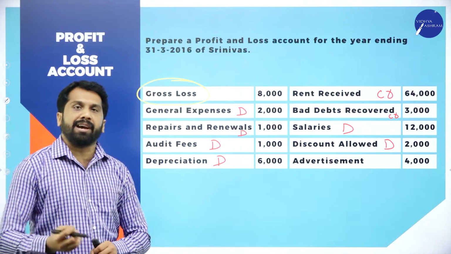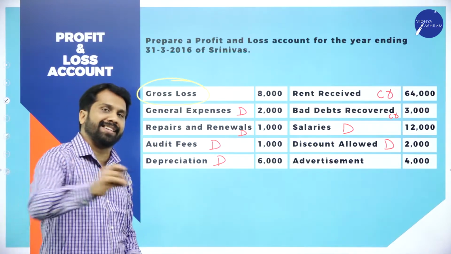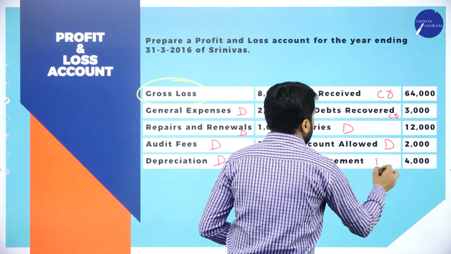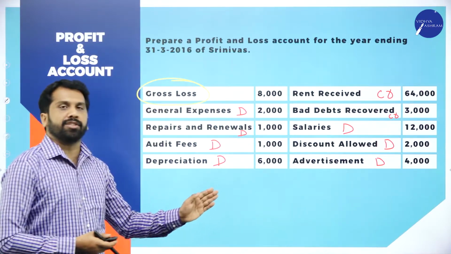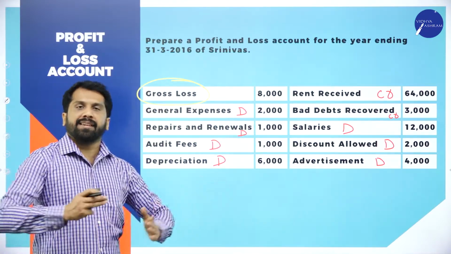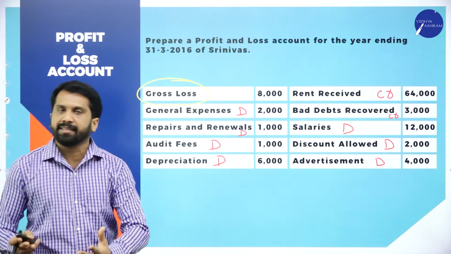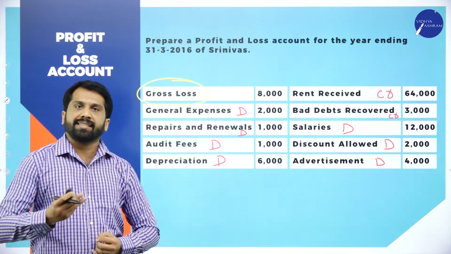Advertisement, you have to pay. Pay means what? Again debit. Clear? So you understood how to classify debit and credit. If you are spending, debit. If you are receiving, credit.